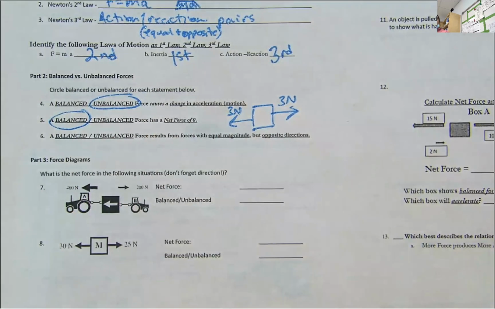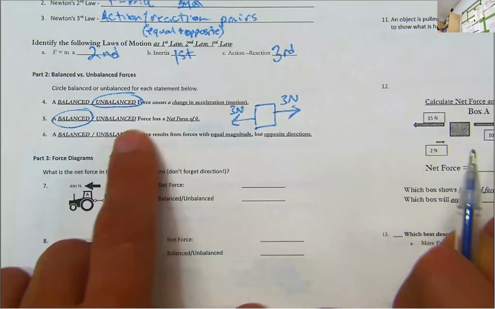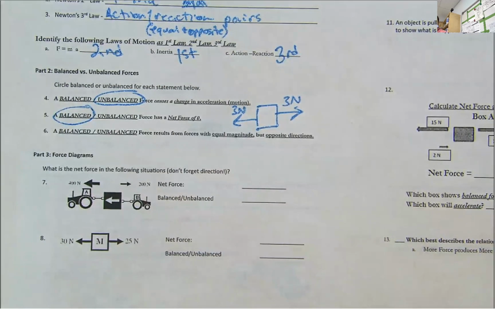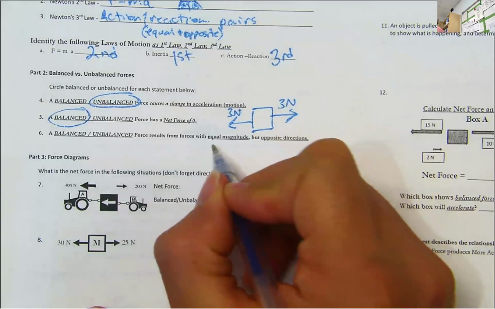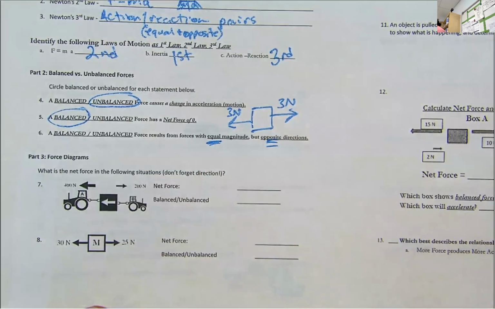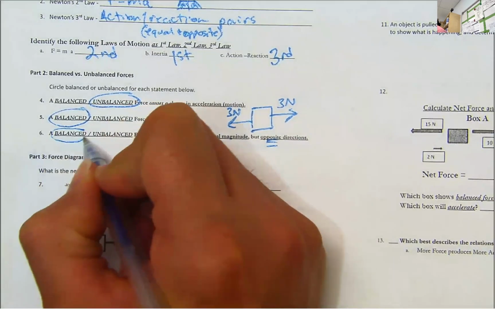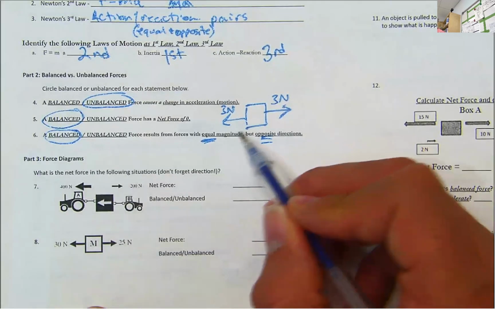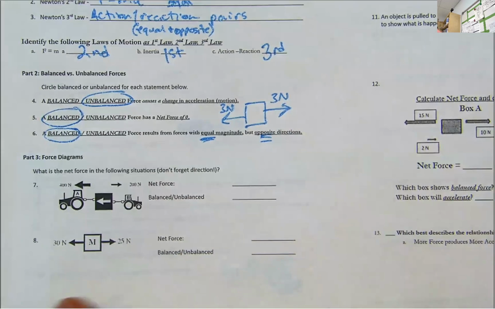That's why I wanted to draw that for you, because this may not have made sense, but if you have it drawn out, that made a little more sense. Balanced forces result from forces with equal magnitude, equal and opposite. So equal and opposite, balanced. These are equal in size, 3 and 3, and they're in opposite directions. That's what we mean by that.